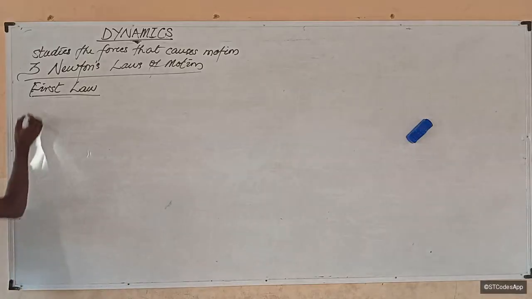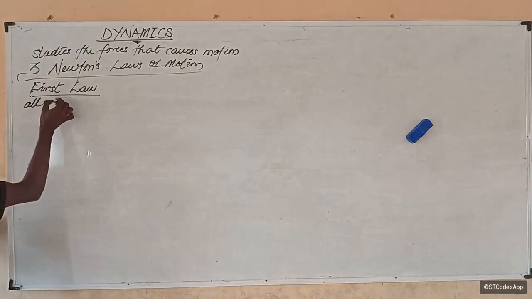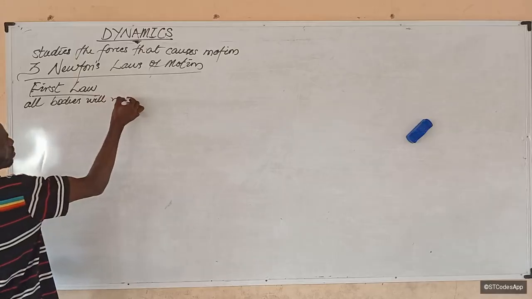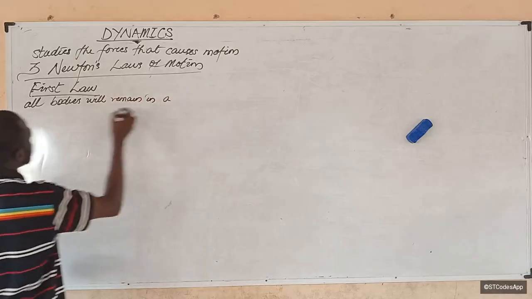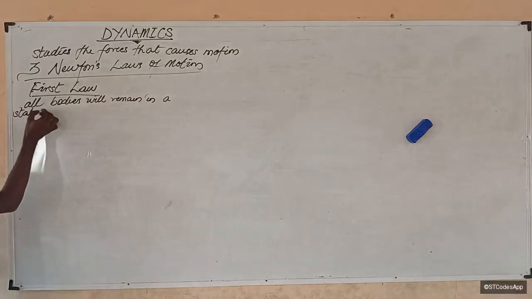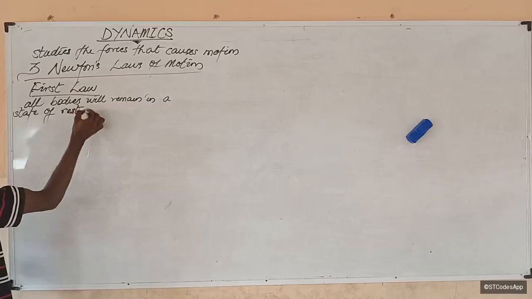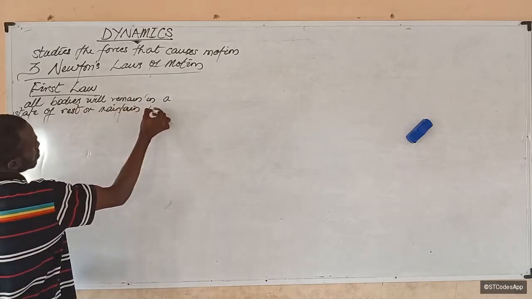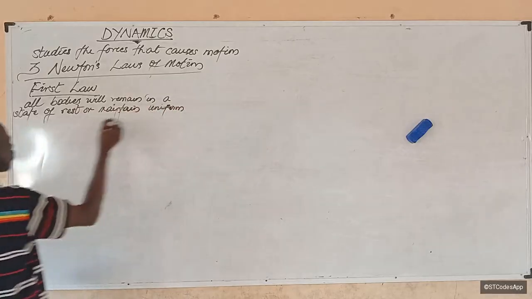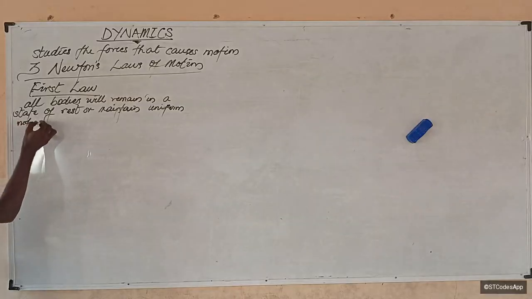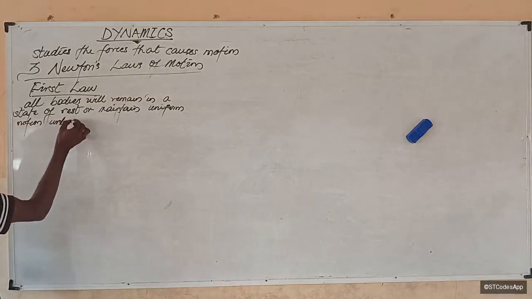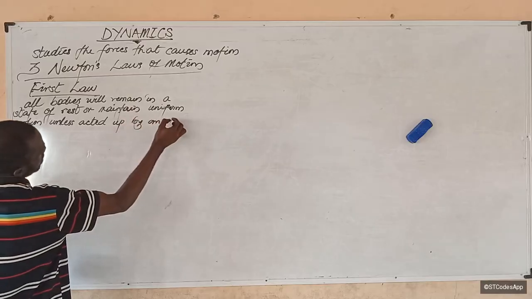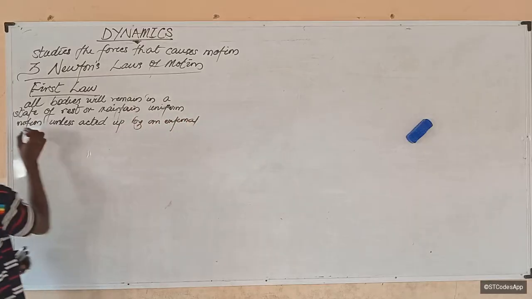Maybe I should write that. All objects in the universe, all bodies in the universe will remain in a state or condition of rest or maintain constant motion or uniform motion or uniform speed unless acted upon by an external force.